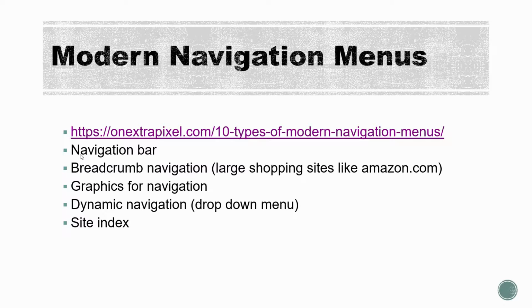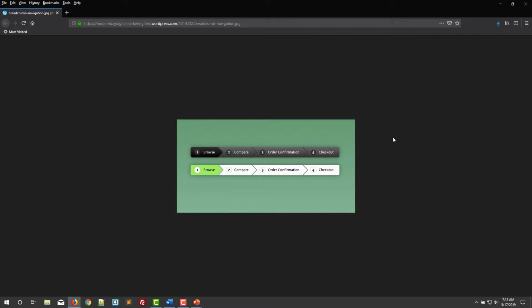Alright, so navigation bar just being the navigation that you would see at the top of a page. Breadcrumb navigation. This is the type of navigation that you would see on a site like Amazon. Here's a picture of what that might look like. So in this example, this would be a breadcrumb navigation that you would be following while you are purchasing something, walking you through those different steps, so you could go back to a previous step.